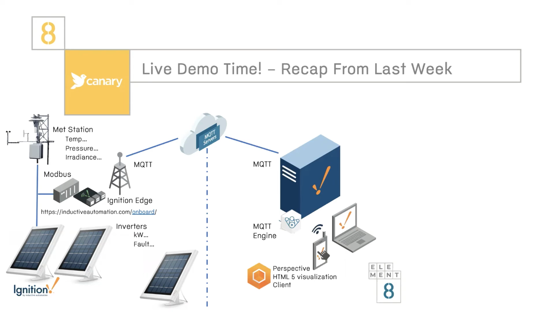Just for those who haven't been on that webinar, what I'm getting from my little solar plant are some inverters. Those give me kilowatts and fault codes that I'm getting into my Ignition Edge device by means of a Modbus driver. Then Ignition Edge pushes out the data by means of the MQTT Sparkplug B protocol. And then the data is consumed in my enterprise solar solution, where I could potentially have a lot of these little solar plants pushing data into one big enterprise solution.